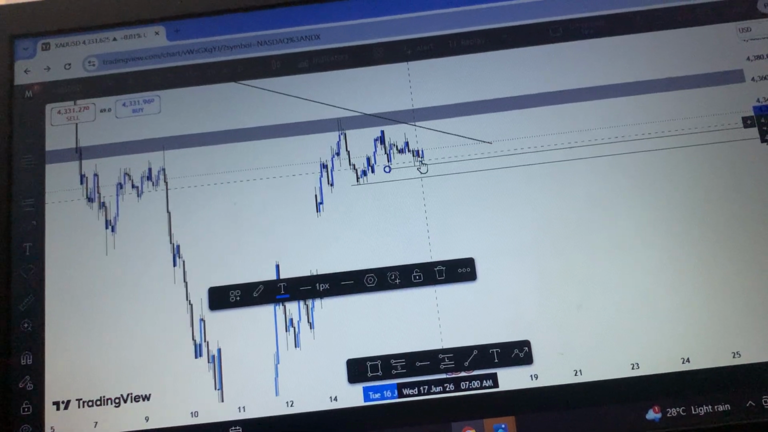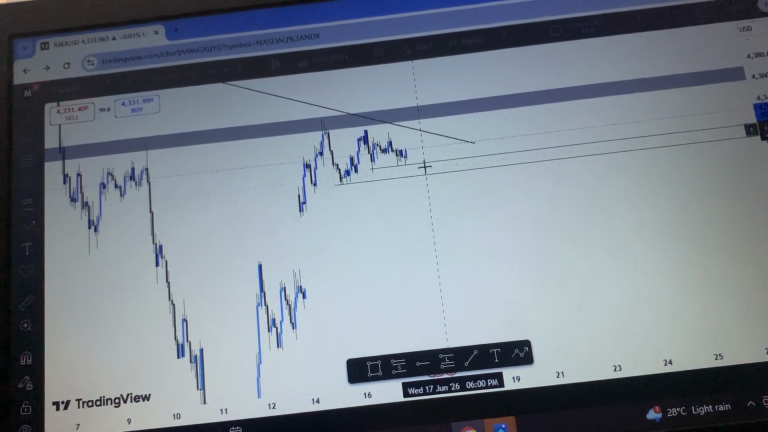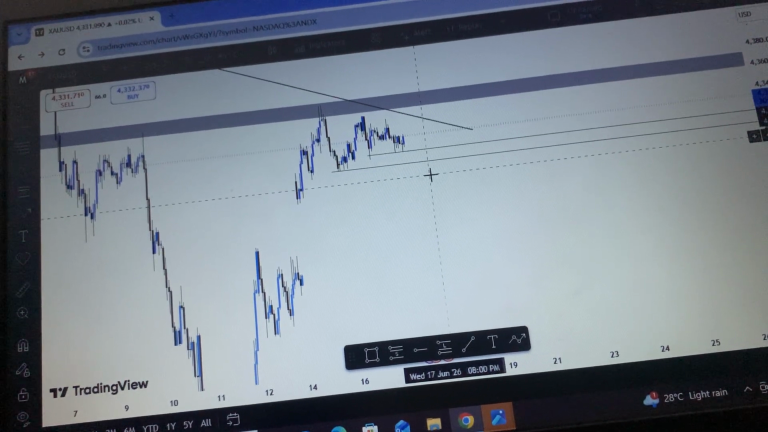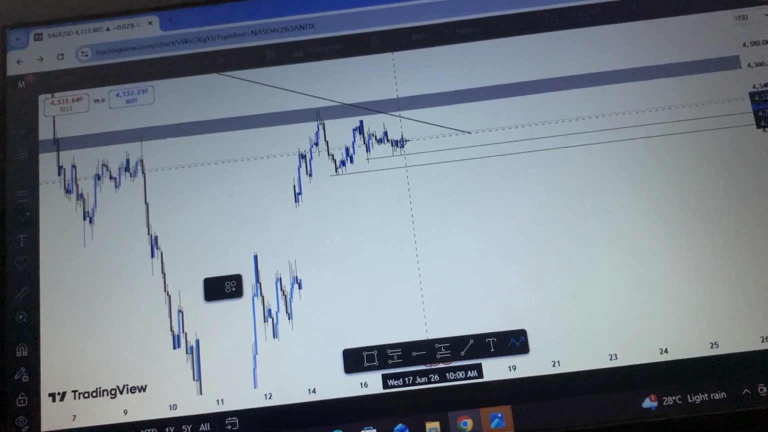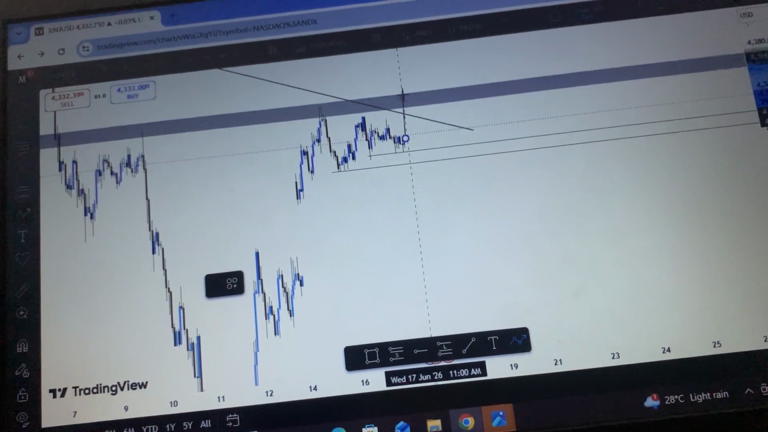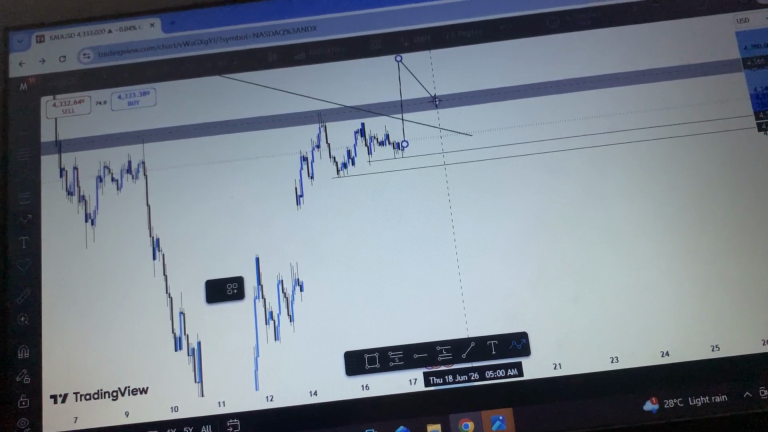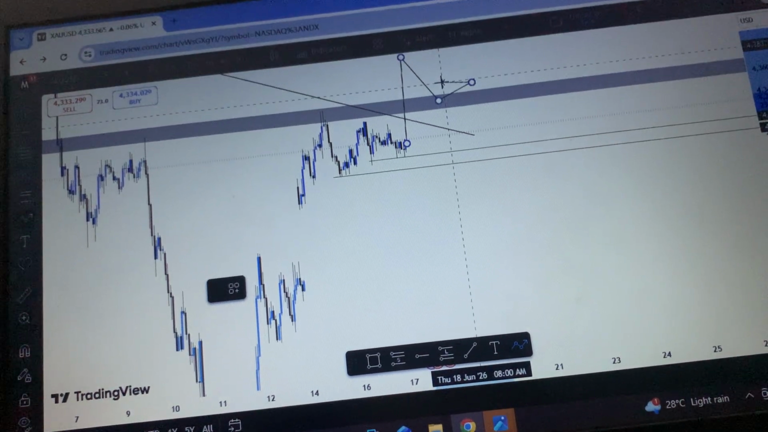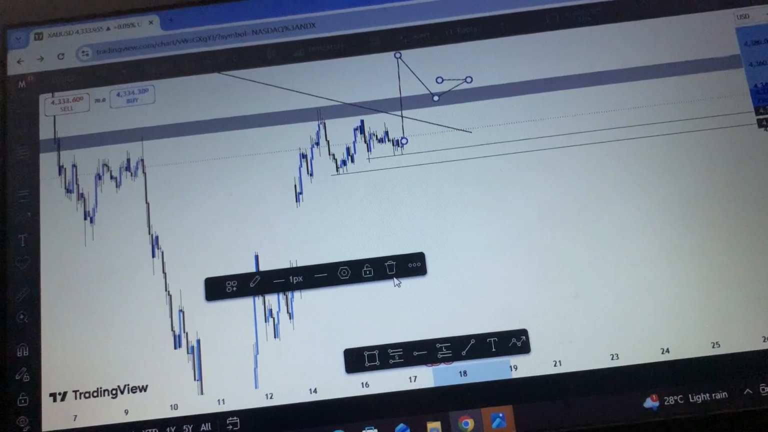So this was our area, our level. Assuming the market breaks below this, then we are going to expect the market to continue pushing to the downside. Or if the market just comes back and breaks this area, or breaks this trend line, then we are expecting the market to continue pushing to the upside at this area.